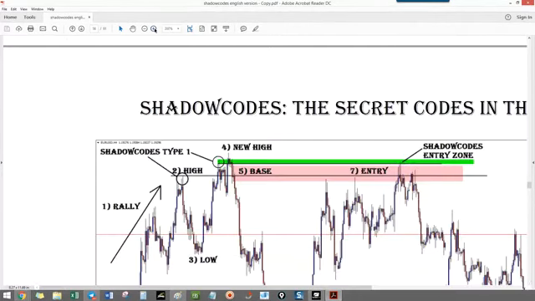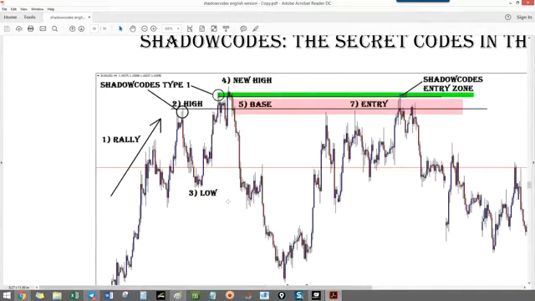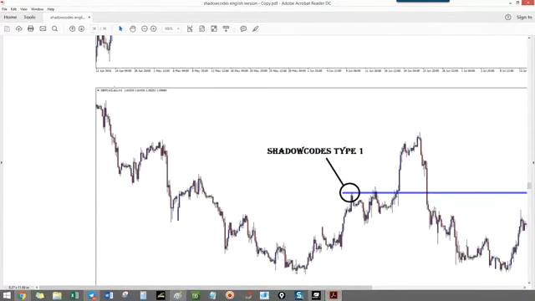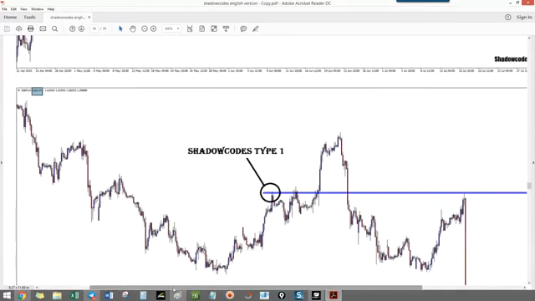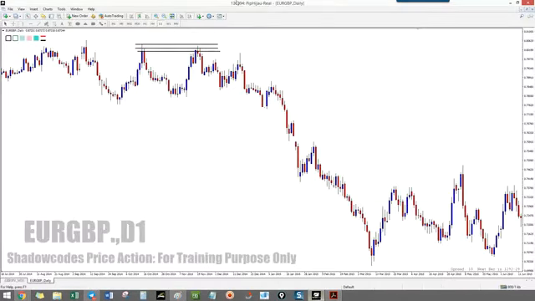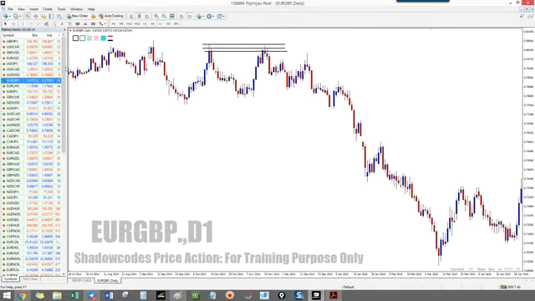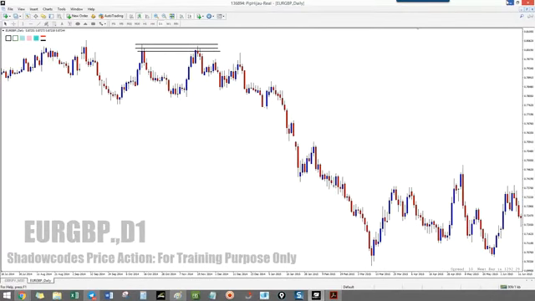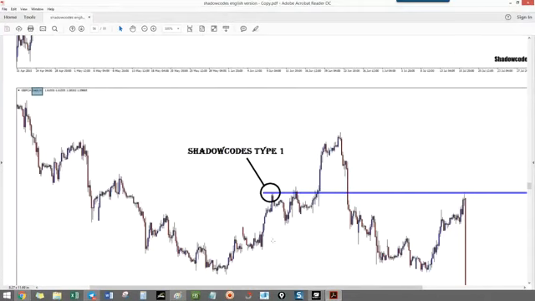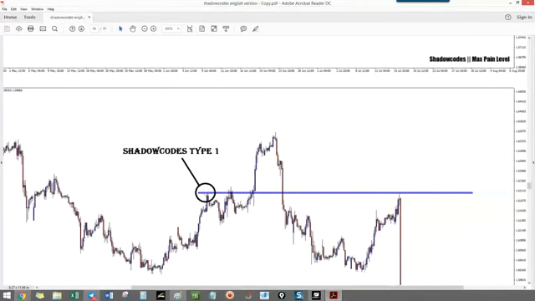Alright, so this is Shadowcode type 1 used during the news. Okay, and one more thing, when you're using Shadowcode type 1 for sniper entry, make sure you're using an ECN account. Okay, an ECN account is a very low spread account. You can use IC Markets or Pip Hijau. This is also an ECN account. Okay, the spread is really low. So you need to use a low spread account.